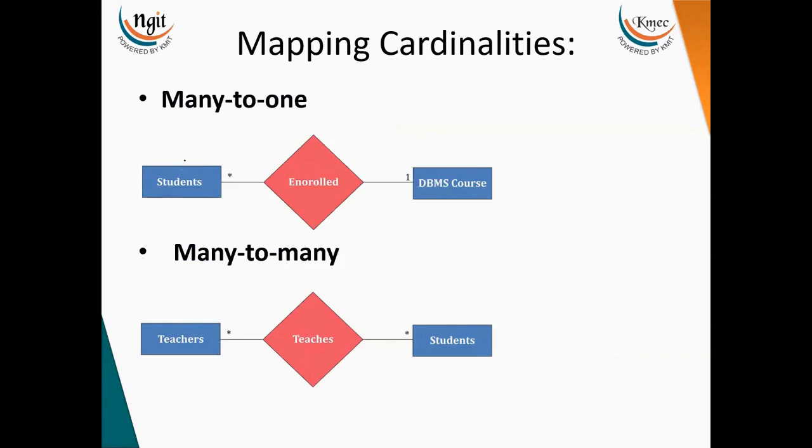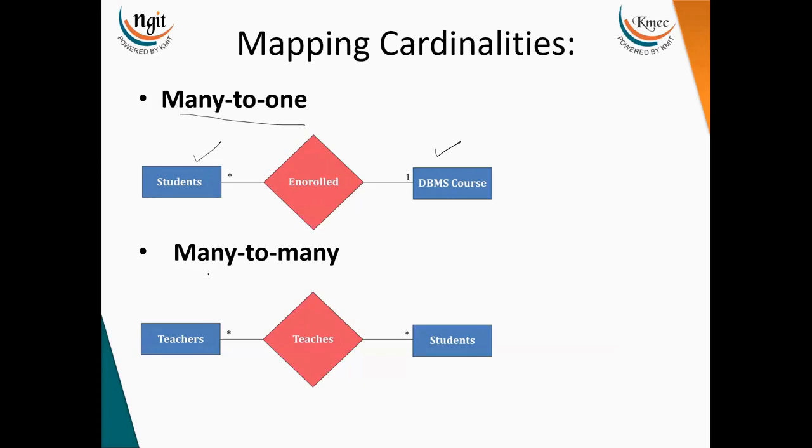Many-to-one. Coming to many-to-one mapping cardinality, there may exist many students who have enrolled in at least one course. In simple words, we can define many-to-one as an entity in A is associated with at most one entity in B, and an entity in B is associated with any number of entities in A. This is known as many-to-one mapping cardinality. There exist many students who have to enroll in at least one course, and there may exist one course which is enrolled by many students. This is an example for many-to-one.